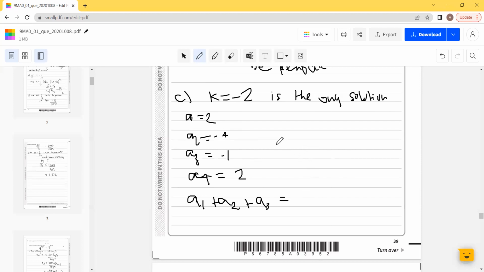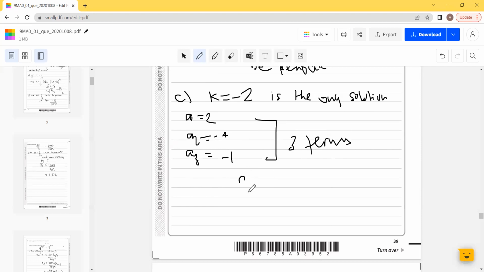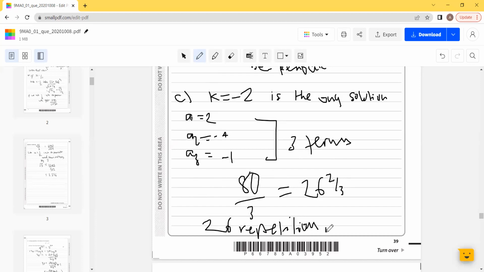So what I do have to do is realize that 2, minus 4 and minus 1 are the first three terms. And how many times are they going to repeat? So these are three terms. And 80 over 3 is equal to 26 and 2/3. So it will be repeated 26 repetitions. And then I'll have 2 and minus 4.